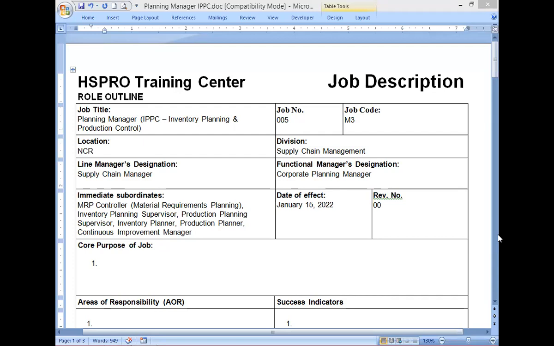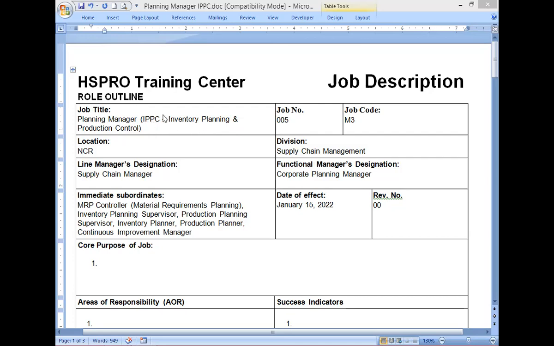This time I would like to do a job description writing for the job planning manager, IPPC. What is IPPC? It's inventory planning and production control. So here in the job title, I wrote planning manager, IPPC, inventory planning and production control. But you don't have to write the IPPC, inventory planning and production control. Just write planning manager. That would be enough. I just want to emphasize that this position is for inventory planning and production control.